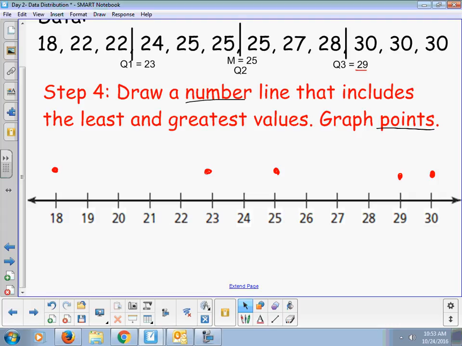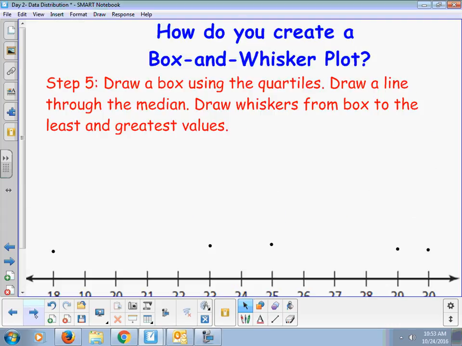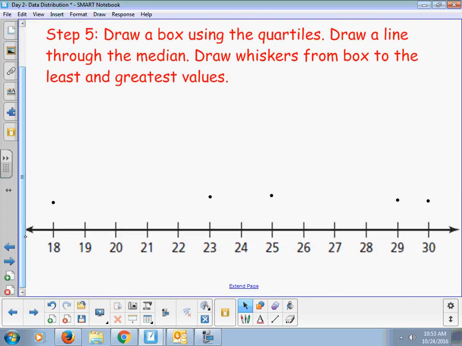Wait, how do you find Q1 and Q3? What we just did: you find the median, that's Q2. You find the median of your lower half of data, that's Q1. Median of your upper half of data is Q3.